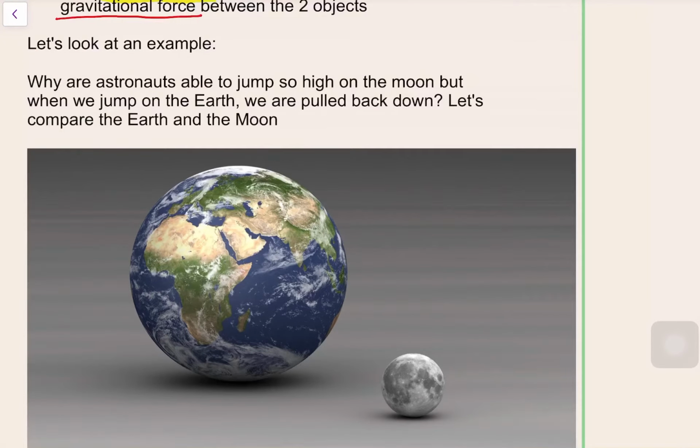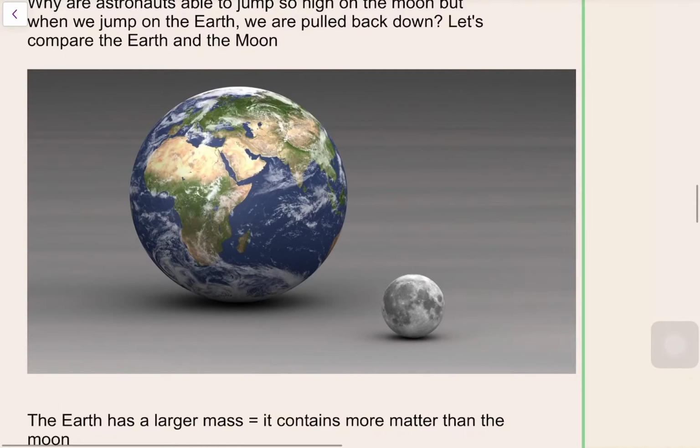Why are astronauts able to jump so high on the moon? But when we jump on the Earth, we are pulled back down. So let's compare the Earth and the moon. The picture that we have here is of the Earth and the moon and their sizes. Which is bigger? That is correct.